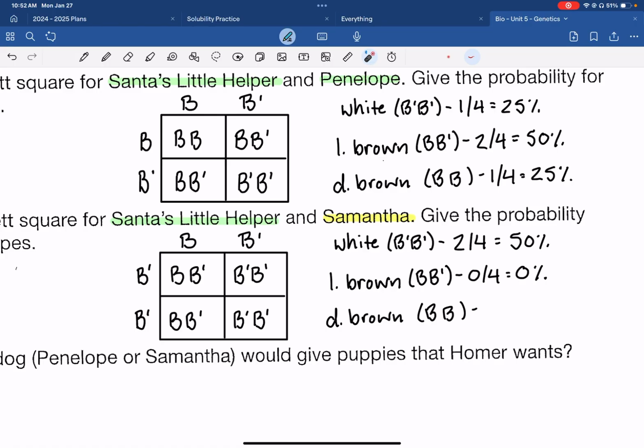Oh, I just messed up again, kids. You're probably screaming at me right now. So, there's actually no dark browns. There's no BBs. But there are 2 light browns, BB primes, 2 heterozygous genotypes for fur color. Hopefully you were screaming at me and you saw where I was messing up. So 50% are light brown.